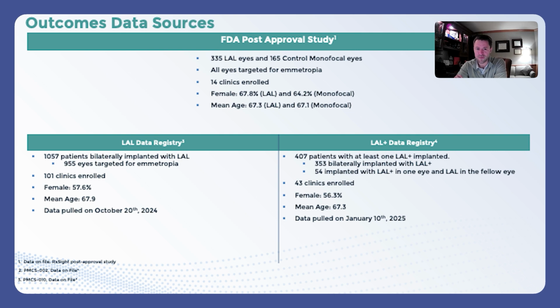So getting down to the nitty-gritty, the numbers. This is coming from several studies. There's the FDA post-approval study with 335 eyes. Probably a lot of people on the call were part of the study, with 14 clinics enrolled. As well as the LAL data registry, which includes over 1,057 eyes implanted with LAL, 955 of which were emmetropic targets, and over 101 clinics enrolled, as well as the light adjustable lens plus data registry, which has 407 patients. So we're looking at a pretty big data set.